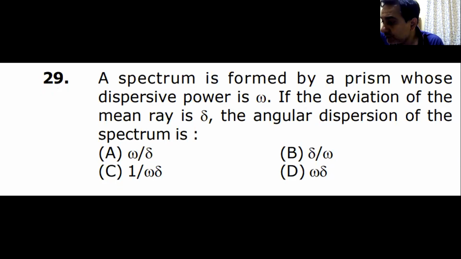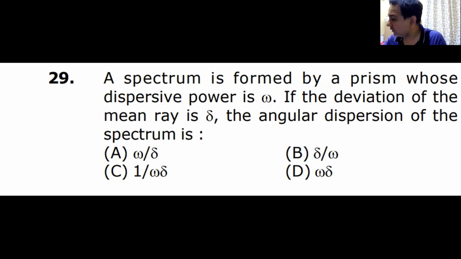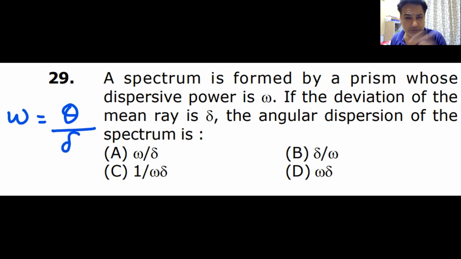Yes, beta. So, this is very simple. Omega, the dispersive power, is nothing but angular dispersion divided by mean deviation. So my angular dispersion theta becomes omega multiplied by delta, and therefore the answer is D.